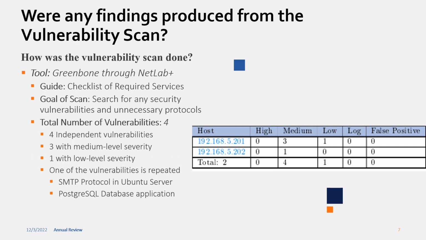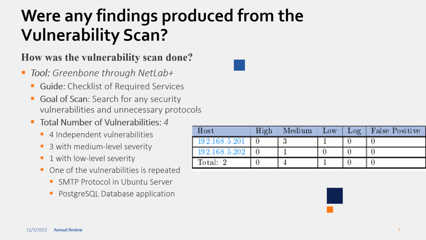First, we have to discuss, were any findings discovered? And the answer is yes. I was able to discover a total of 4 independent vulnerabilities. What I mean by independent meaning their own separate vulnerabilities, because one particular vulnerability was repeated. But first, we have to discuss, what were the tools used?